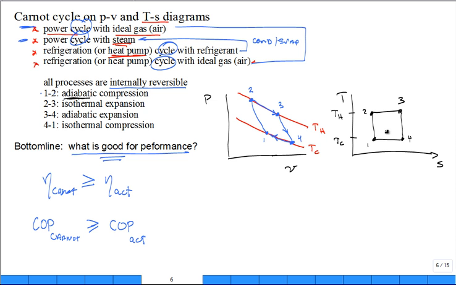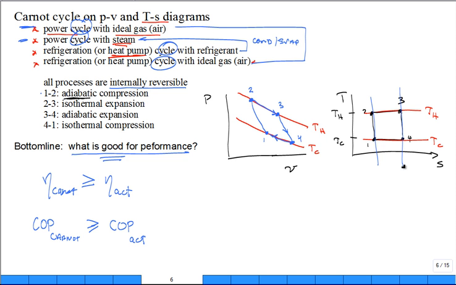Now, this is for ideal gas. This is a line of constant temperature, TH. This is a line of constant temperature, TC. This is a line of constant entropy. All right?